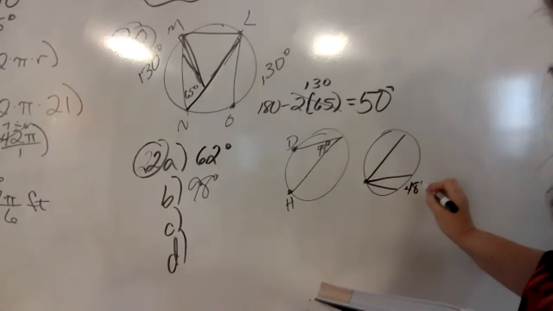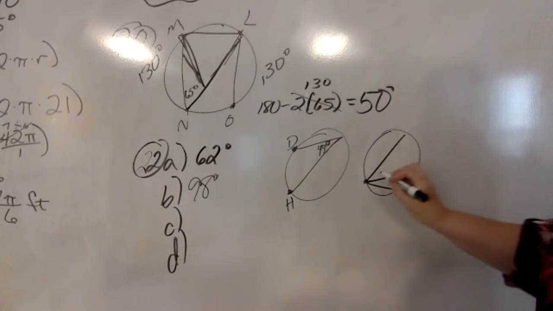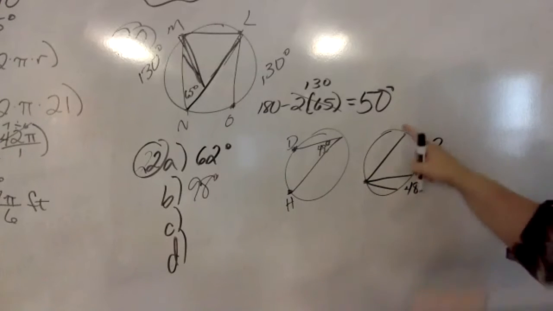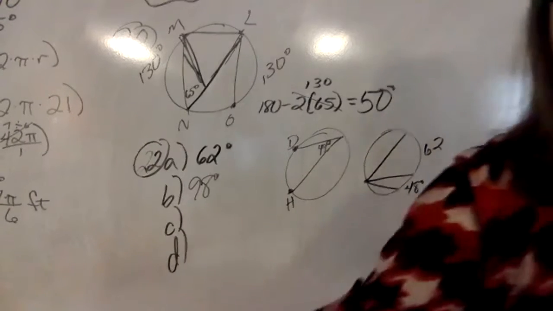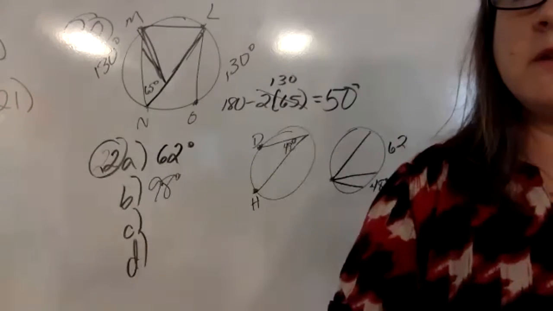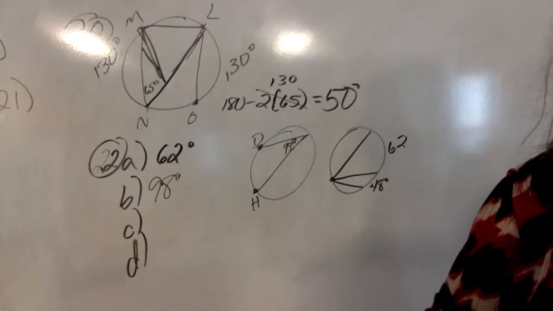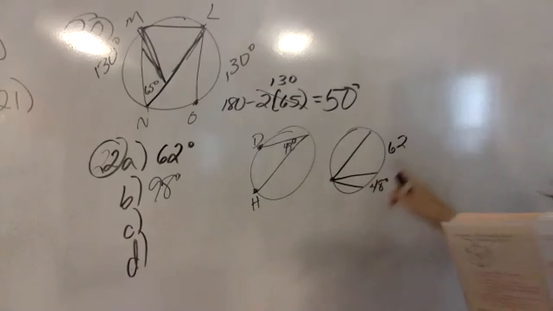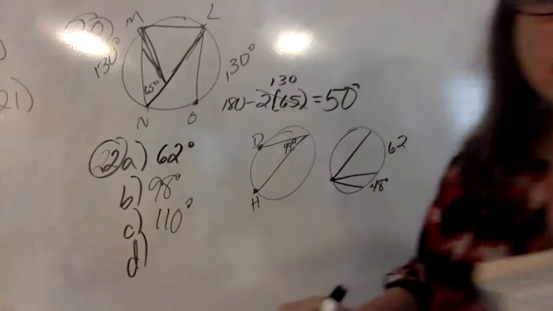Part is 48 down here. Here was 62. That's what we did in part A. So if I wanted to do the whole thing, what are those two numbers? What do I do with those two numbers? We add them together. So 62 plus 48 is going to be 110 degrees.